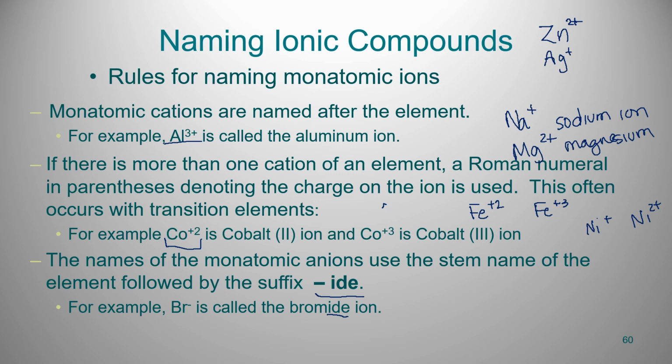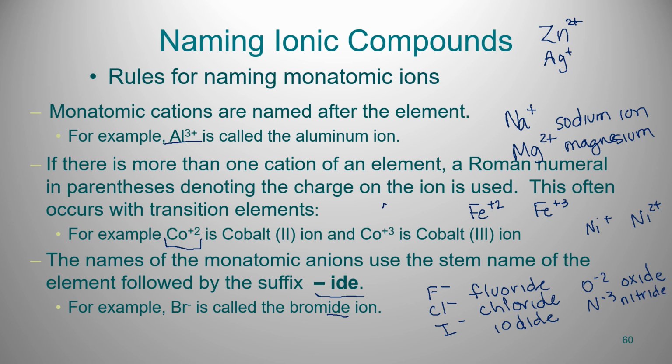Let's do a few others. There's not many, so it's sort of helpful to just go through it. So like F negative is fluoride. Cl negative is chloride. I negative is iodide. Oxygen, -2 is oxide. So it's not oxygenide, but it's oxide. N -3 is nitride. S -2 is sulfide. Do be careful. S -2 is sulfide.